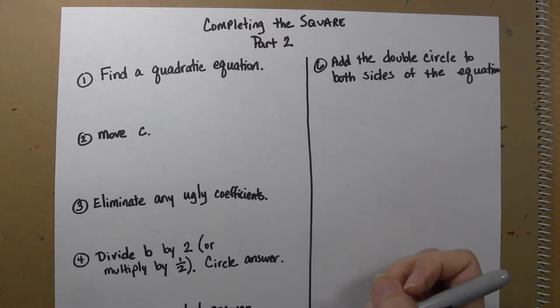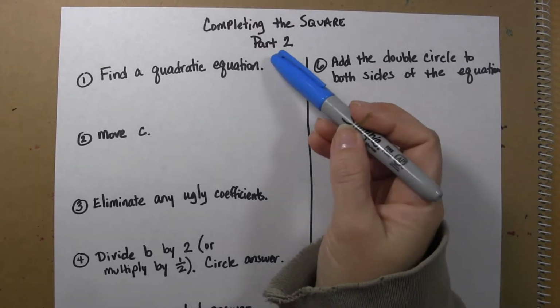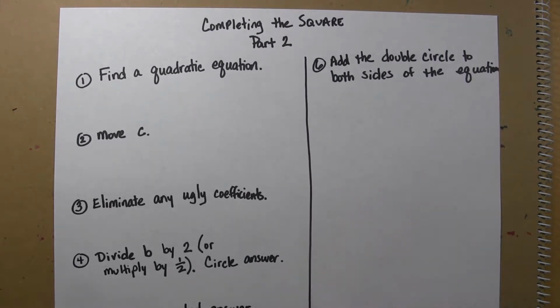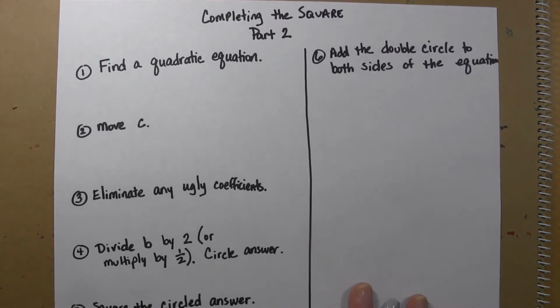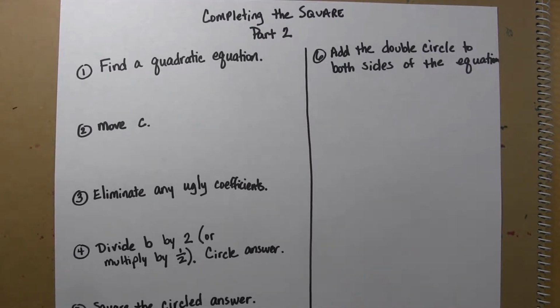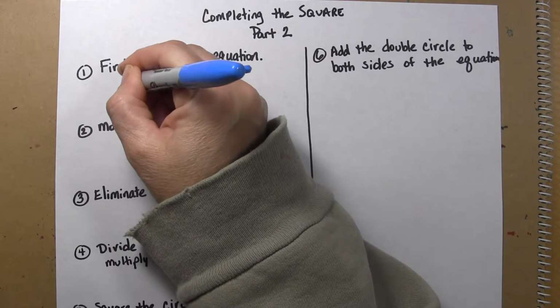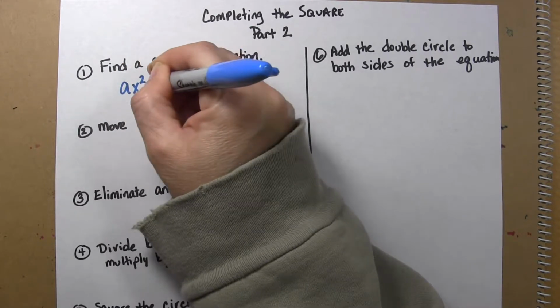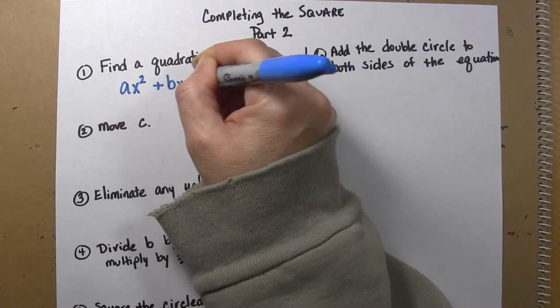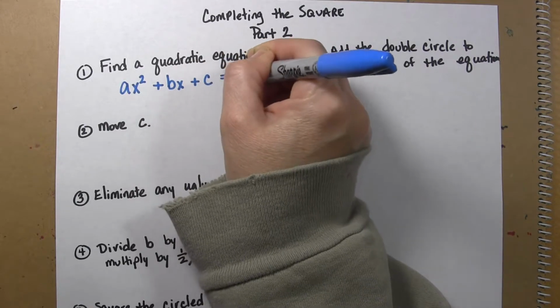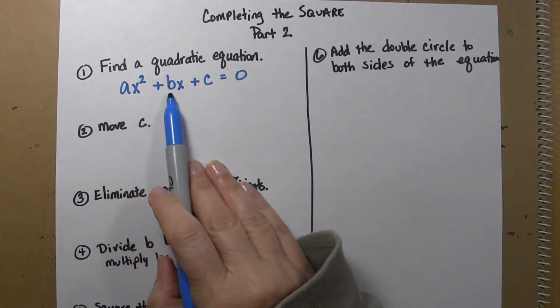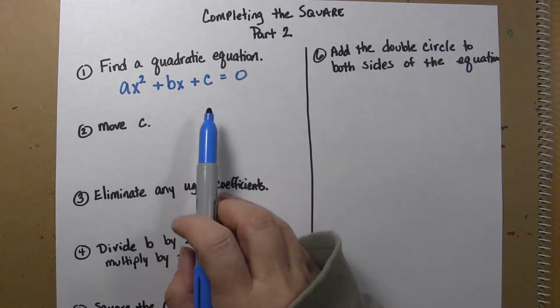Hello everyone, and welcome to your second video on completing the square. So before we get back to the examples, I just want to review what we learned before. First of all, completing the square refers to a quadratic equation. So that is always in this format: ax squared plus bx plus c equals 0.